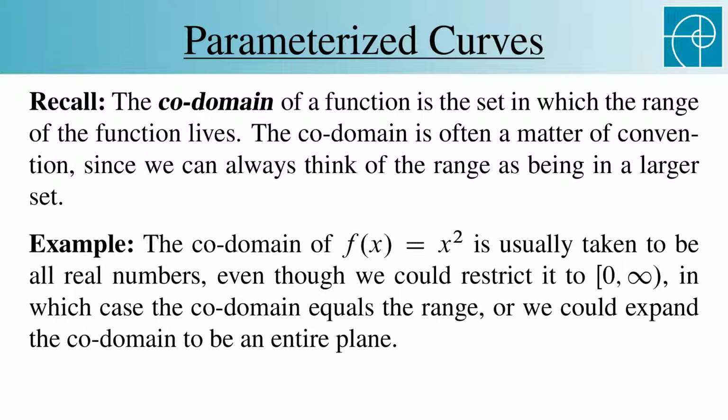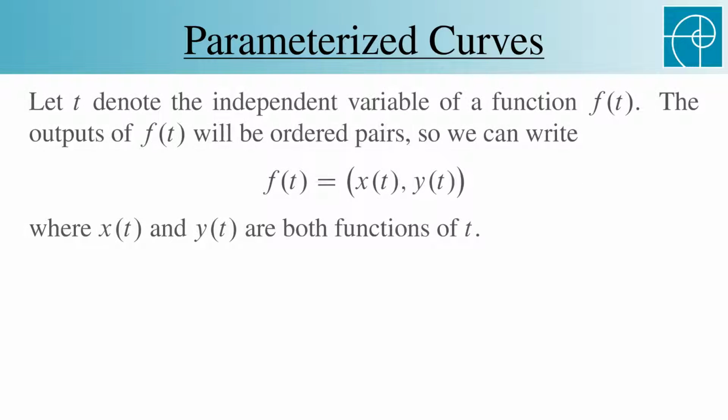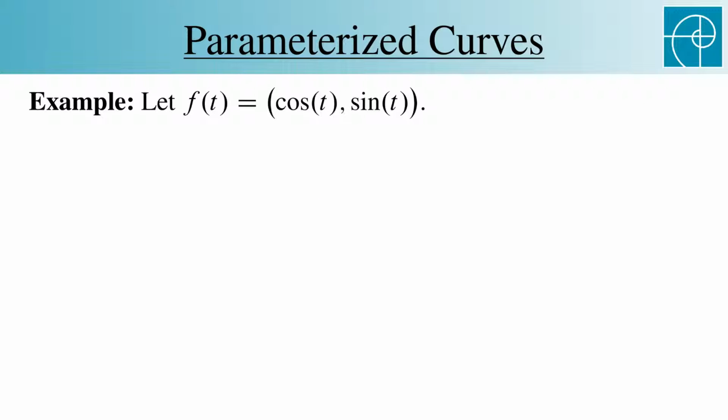Let's now consider a function whose outputs live in two dimensions. Let t denote the independent variable of a function f of t. The outputs of f of t will be ordered pairs, so we can write f of t equals the ordered pair x of t, y of t, where x and y are both functions of t. For example, let f of t equal cosine t, sine t.